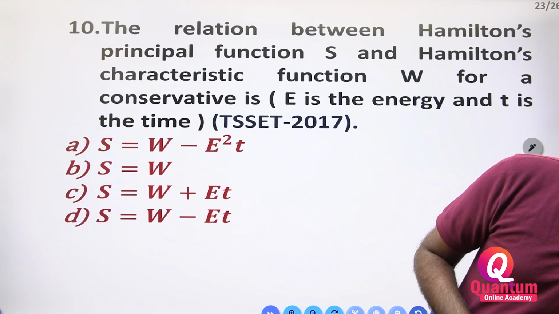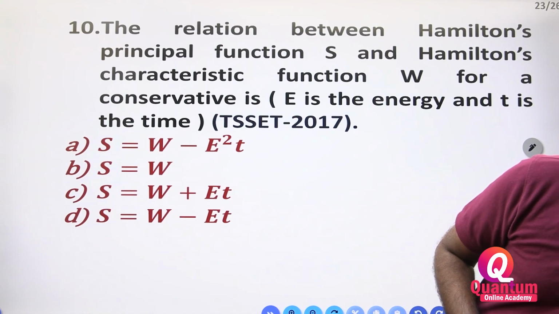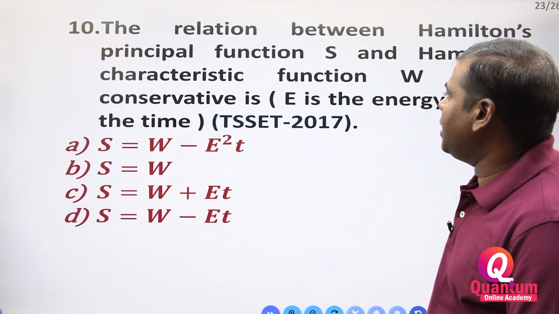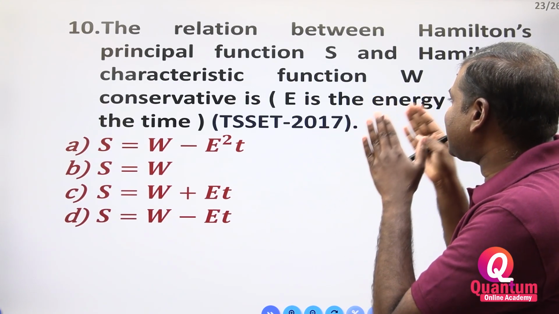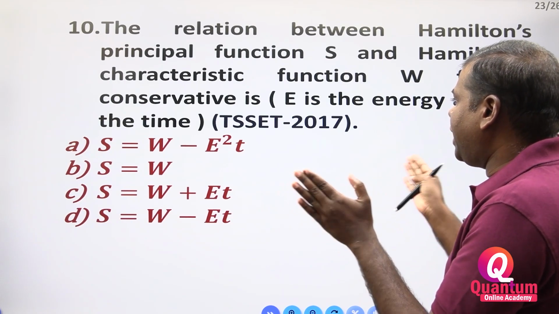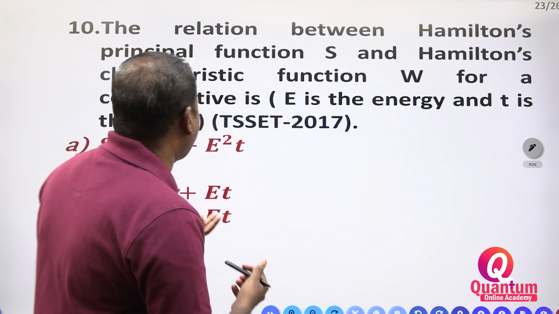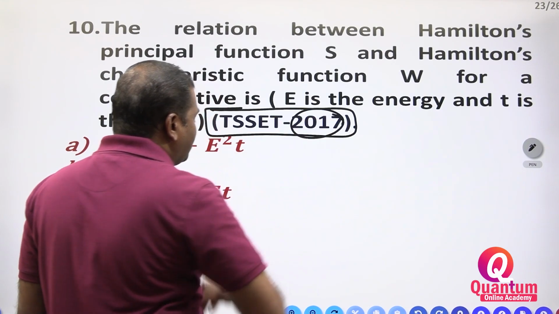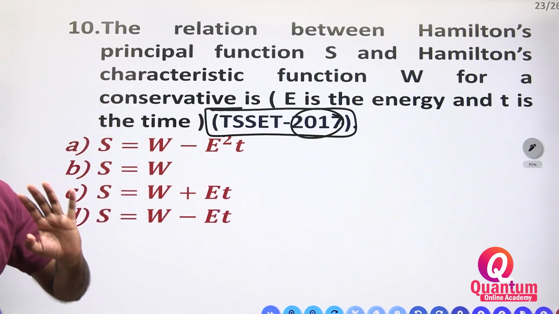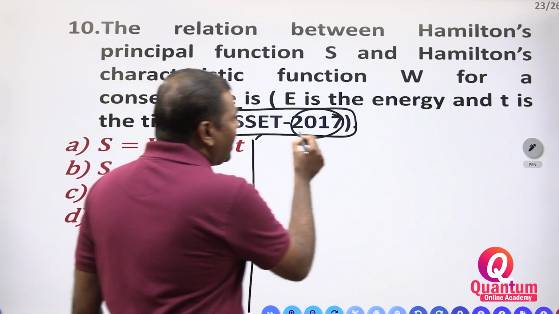Last area. This area is a very, very important area, right? This is the last area. Which area is it? See, the relation between the Hamilton's principal function S and the Hamilton's characteristic function W for a conservative system. What is the relation they are asking? This question came in the Telangana State Eligibility Test 2017. It's very, very important. This question belongs to Hamilton-Jacobi principle. From that question, that's why I took this one. Now, once you have to see, there is a relation.